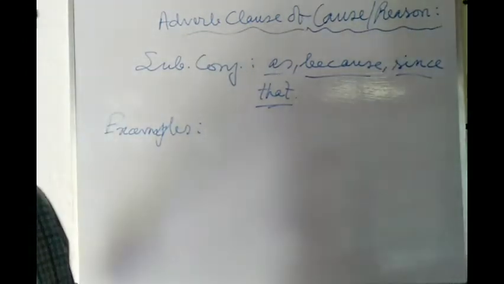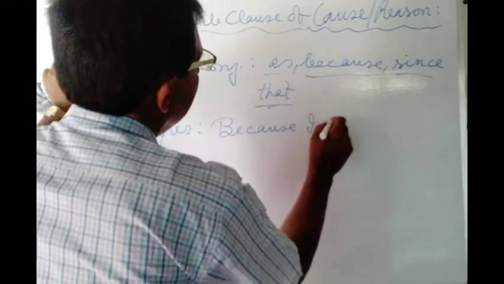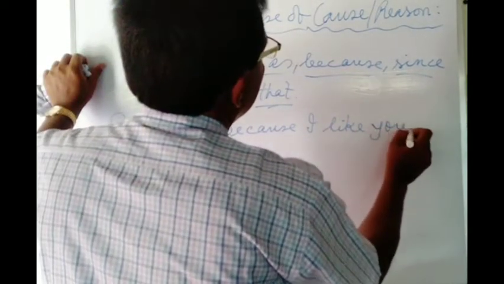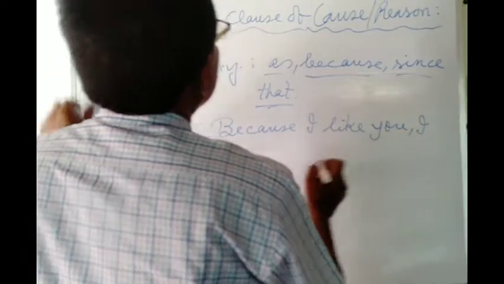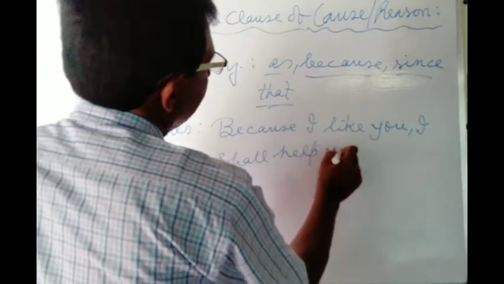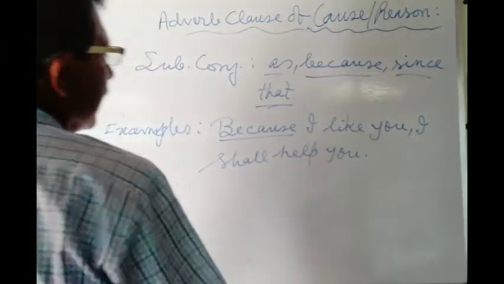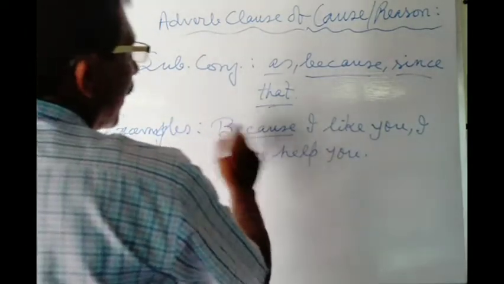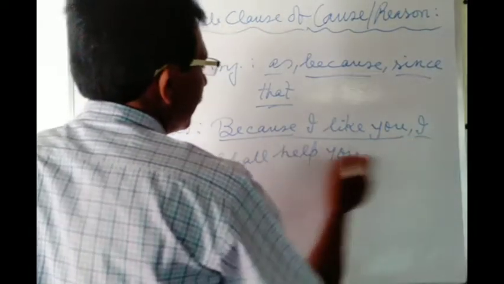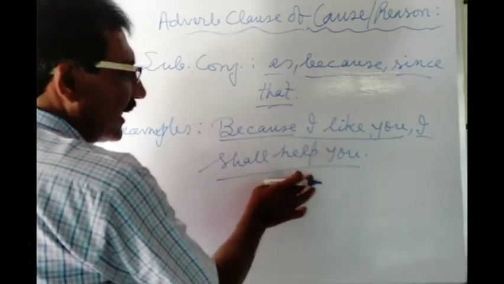Suppose, because I like you, I shall help you. Here because is the subordinating conjunction used at the beginning of the subordinating clause. Because I like you, this is the subordinating clause. I shall help you, this is the principal clause. Here this principal clause may also be written at the beginning of the sentence.